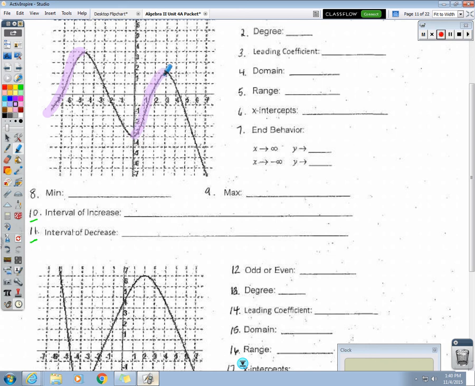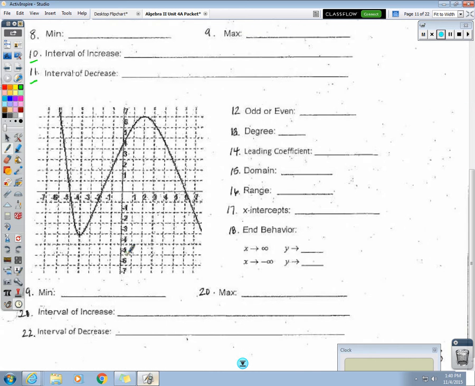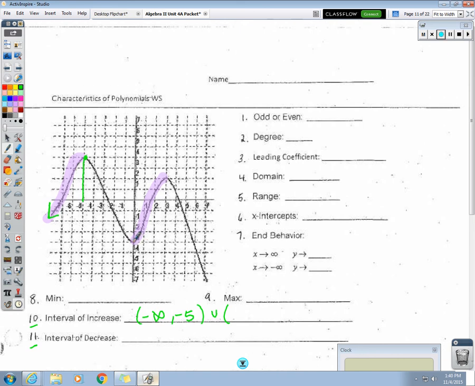Okay, Skylar, when did this section, I already highlighted it, when did it start increasing? Negative infinity. When did it quit increasing? Negative 5. So from negative infinity, right here, to negative 5, it was increasing. But it also increases in a second location. When did that start? 0. And then how long did it last? Until it got to 3. So from 0 to 3.